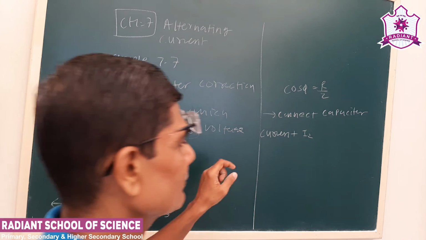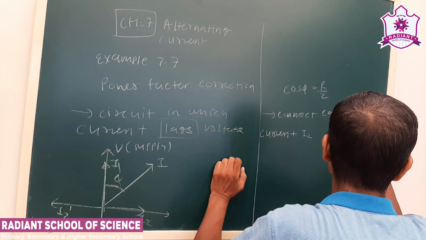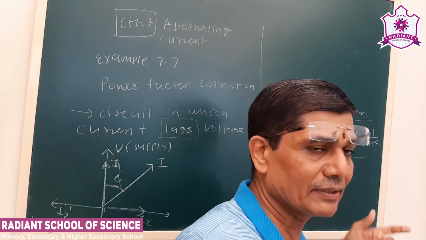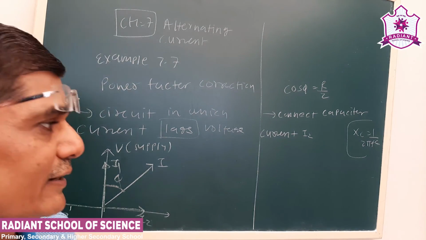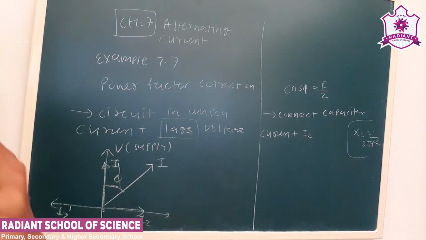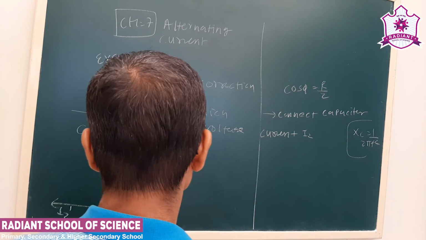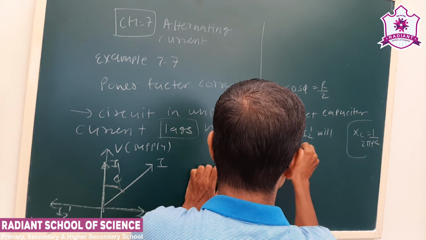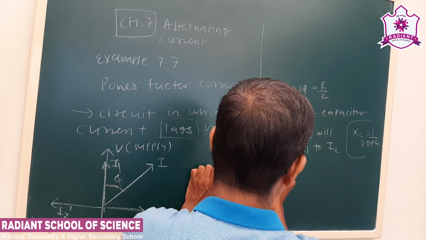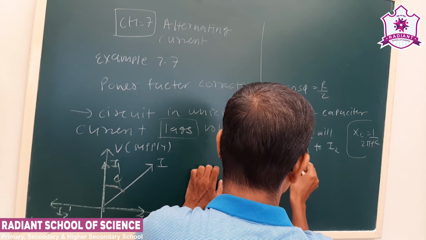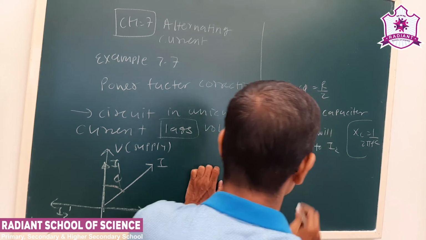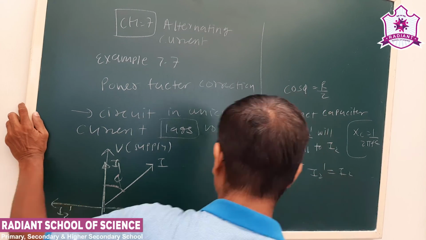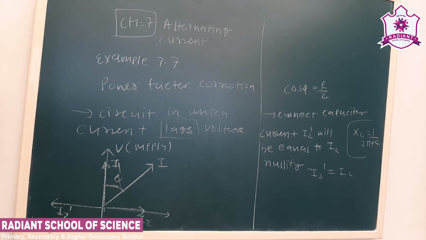Why? Because our formula, the capacitive reactance is 1 upon 2 pi FC. Generally our supply frequency is 50 Hertz, fixed. So the only variable we can choose is the capacitance. So we can select the value of the capacitor in such a way that the current I2 dash will be equal to I2 and nullify it. Again what we can see, they are in the opposite direction.